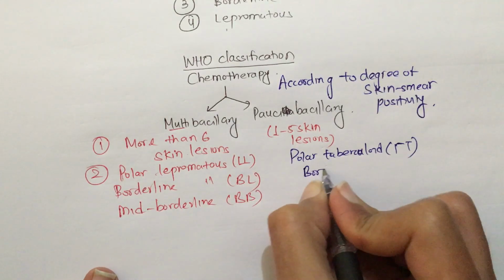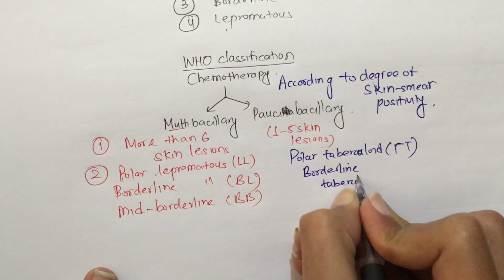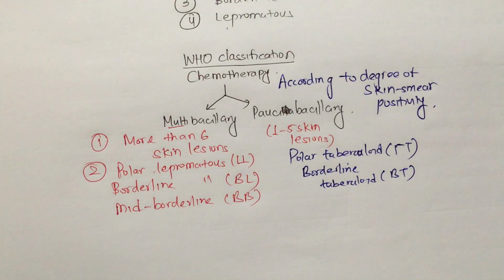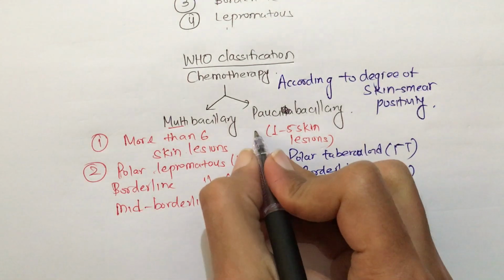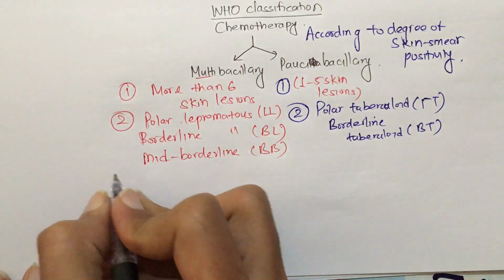whereas in the paucibacillary, polar tuberculoid and borderline tuberculoid are placed, because we have already discussed that on the polar tuberculoid side the bacilli number is less, so it is pauci, that is a lesser number of bacilli. So polar tuberculoid and borderline tuberculoid are placed in the paucibacillary classification.